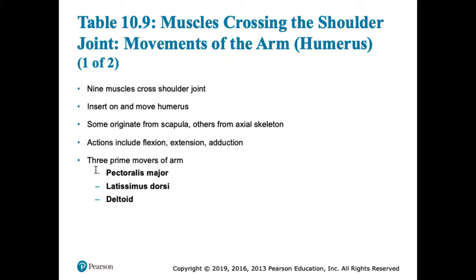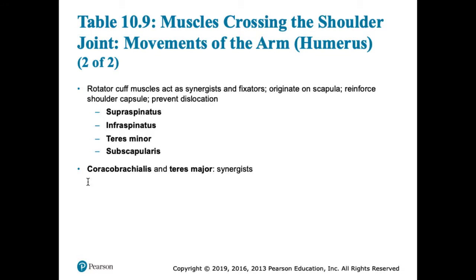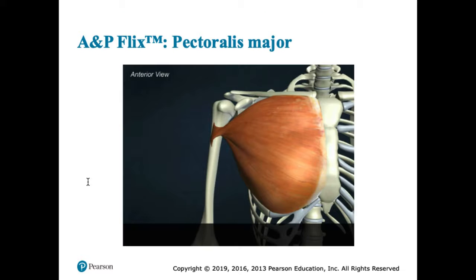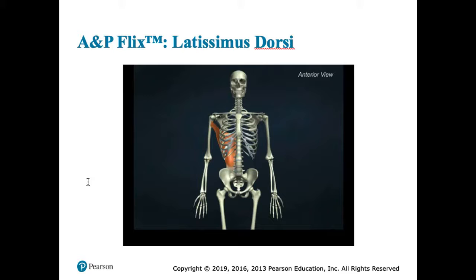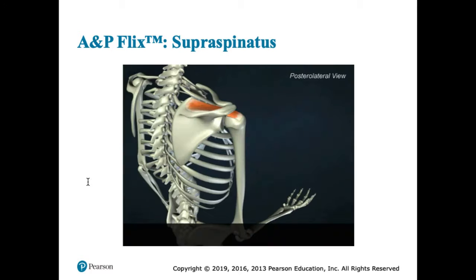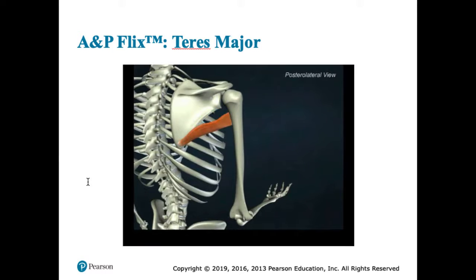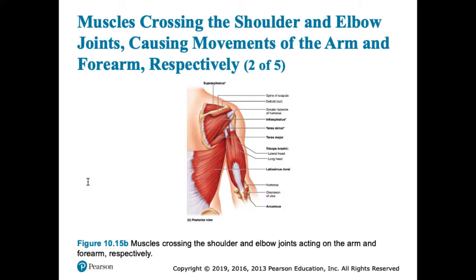And of course, there's 3 prime movers of the arm: the pectoralis major, the latissimus dorsi, and the deltoid. And then, of course, rotator cuff muscles are important, so making sure you understand those. Each of these has a Flix associated with it, so make sure that you are watching, learning, and memorizing those.